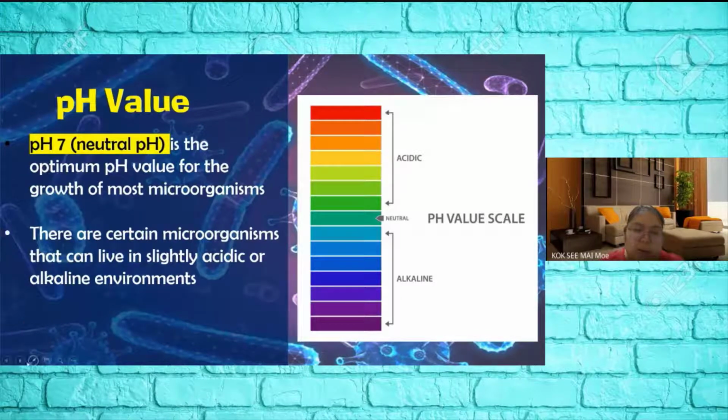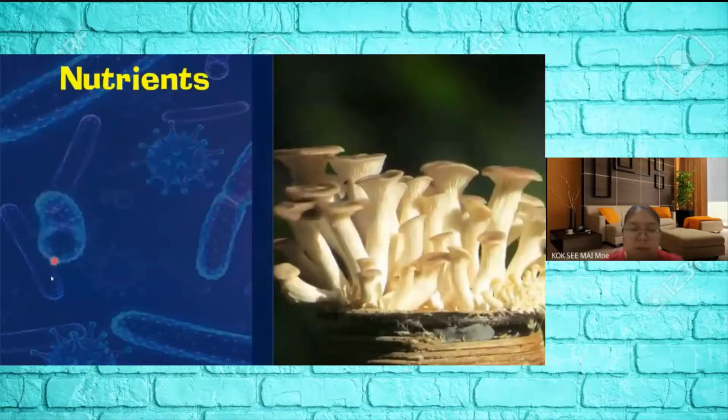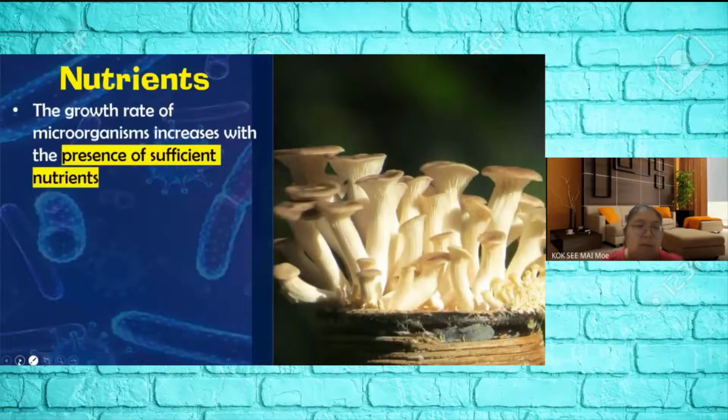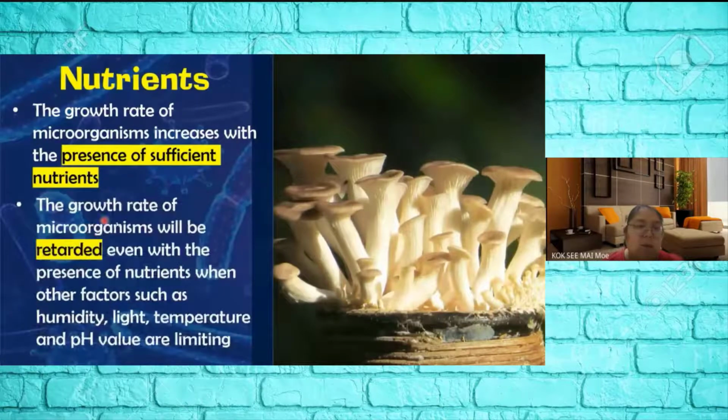The next factor is nutrients. Where to get the nutrients? Let's see here. The growth rate of microorganisms increases with the presence of sufficient nutrients. If more sufficient, it's better for growth. Then the growth rate of the microorganism will be retarded even with the presence of nutrients when the other factors such as humidity, light, temperature, and pH value are limiting. Although you have food, but if it is very acidic, pH 2, they cannot stay long, although they have nutrients.